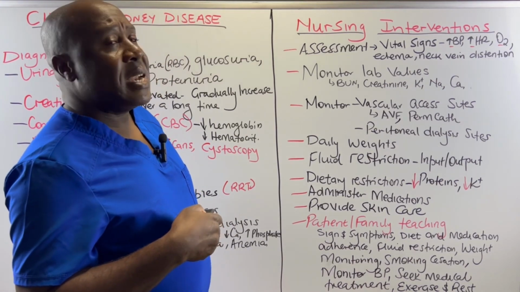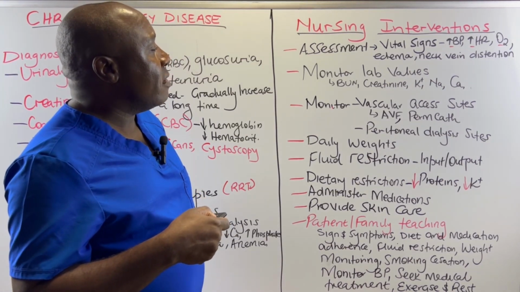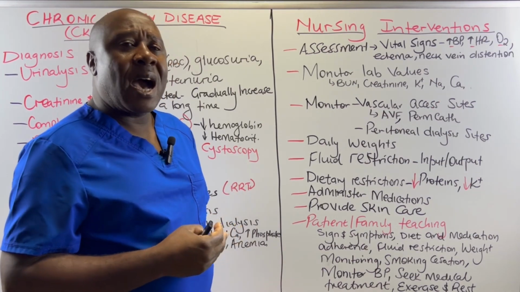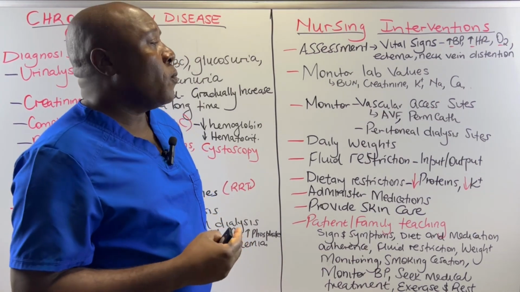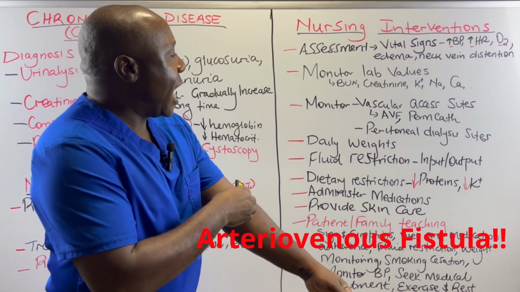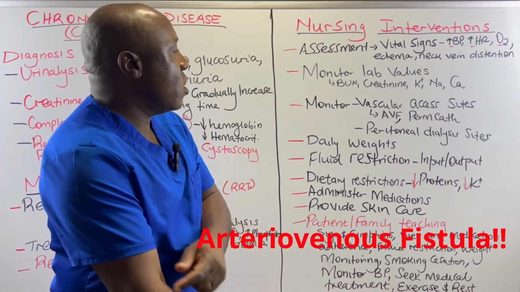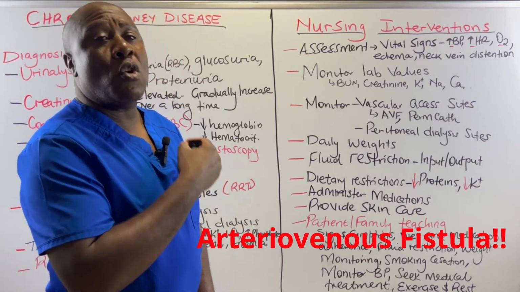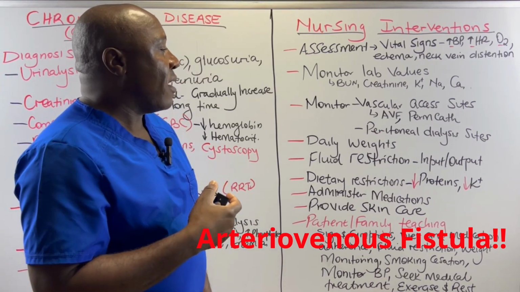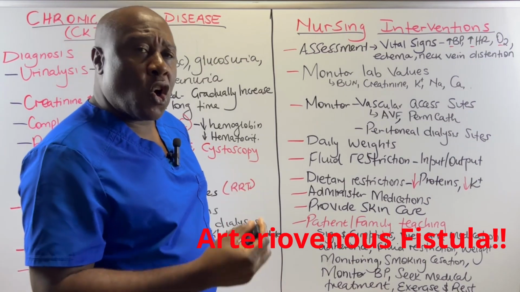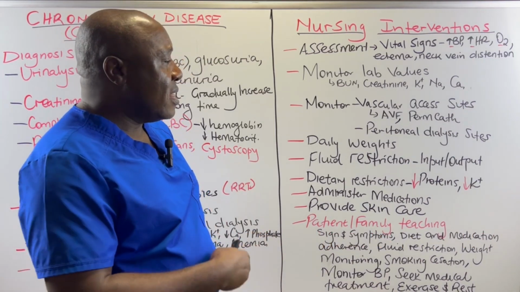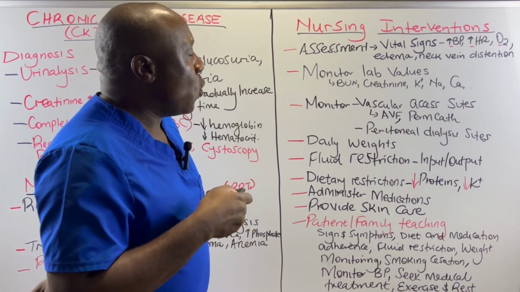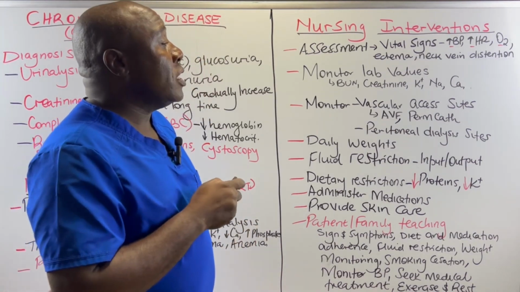Now, another thing that nurses do is that they monitor the vascular access site. Remember, these patients are undergoing dialysis. So they are going to have either arteriovenous fistulas in their arms, or they may have a permacath, which is normally in the internal jugular veins, or those undergoing peritoneal dialysis are going to have a dialysis site in their abdomen. So why are we paying close attention to this site?